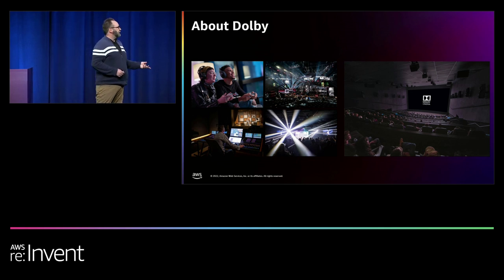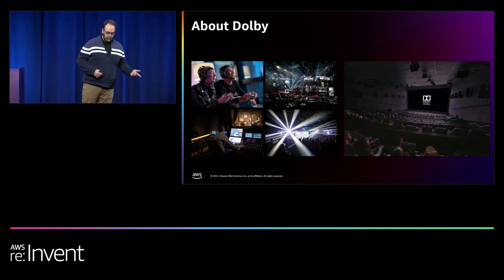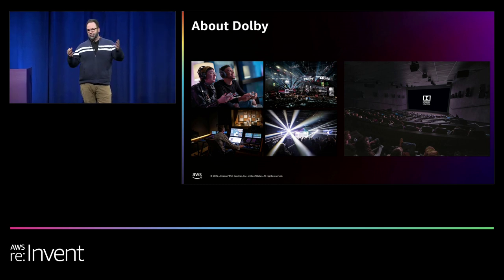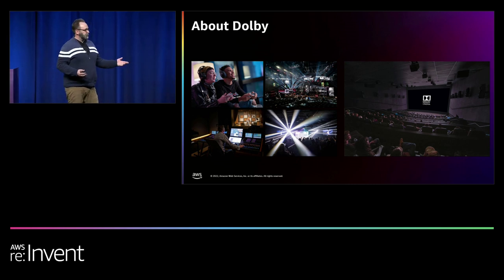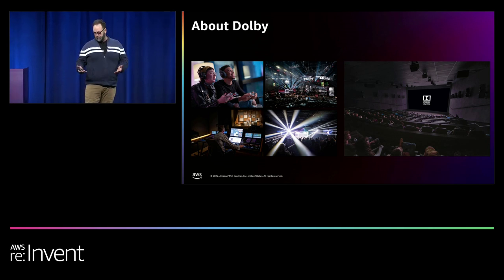Our history of entertainment innovation began in the 60s with Dolby noise reduction. You all probably remember the noise reduction button if you're old enough to know what a cassette tape is. In the 80s, we had Dolby Surround. And now the innovation continues today with our groundbreaking technologies of Dolby Atmos for sound and Dolby Vision for imaging.